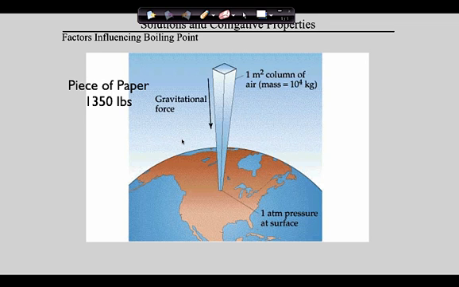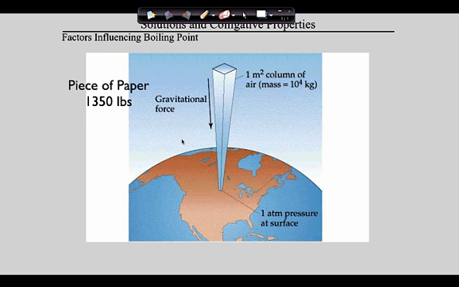So why isn't it ridiculous? Why can't you feel the 1,300 pounds? Because it not only pushes down, it also pushes up, because the air wraps around and pushes in all directions. You get the idea? So what does that have to do with boiling? Well, guys, let me get some water inside of a beaker, and I think all of a sudden this is going to make sense.